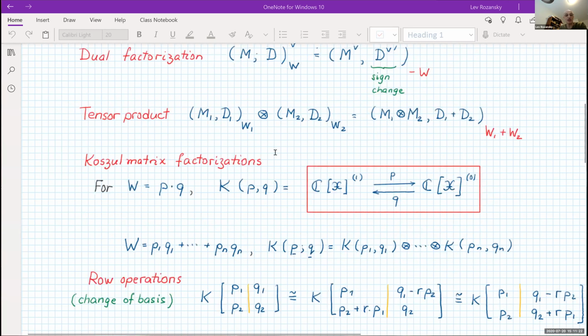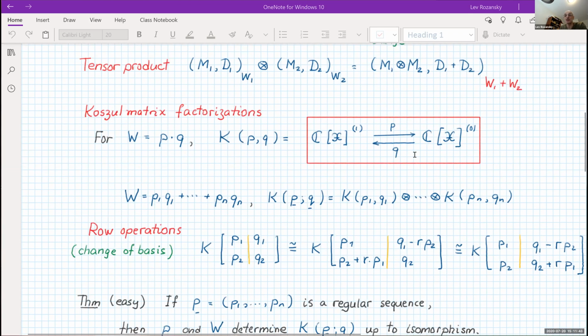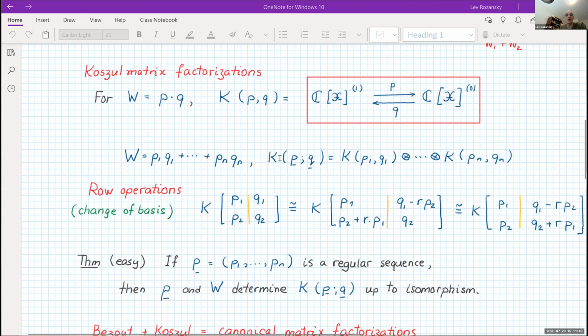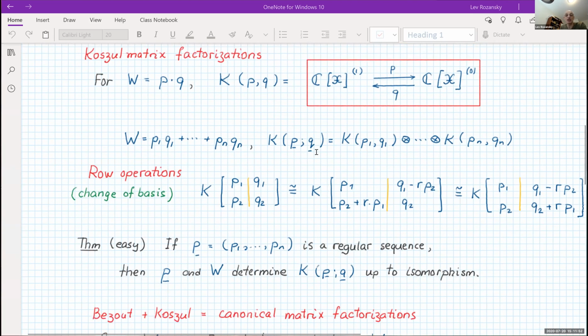So among all matrix factorizations, the simplest ones technically are so-called Koszul matrix factorizations. If your superpotential is the product of two polynomials, then it's very easy to arrange a matrix factorization between two rank 1 modules, shooting by P and Q back and forth. As you see, the differential indeed squares to PQ both ways. And more generally, if W is a sum of products, then you can arrange for a Koszul matrix factorization of these two lists of polynomials, which would be the tensor product of matrix factorizations of individual pairs.